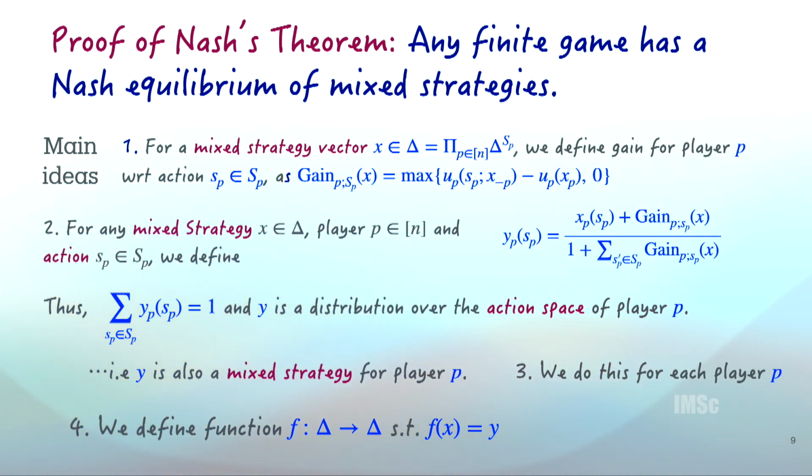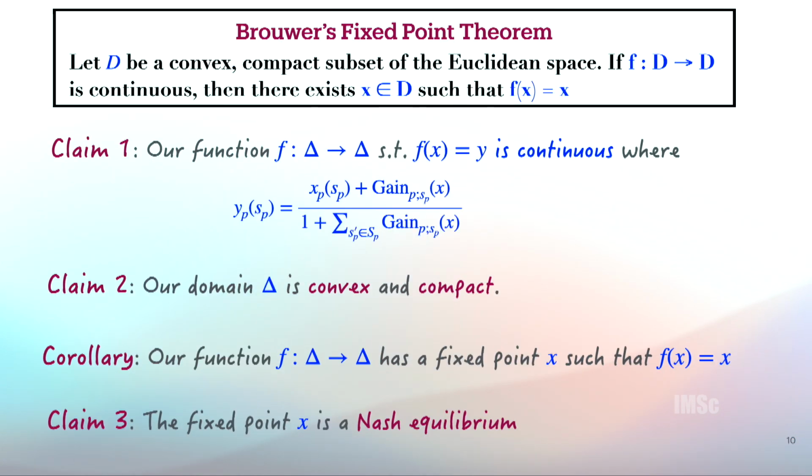Okay. Now, for a function such as this, I am just going to claim, and I am not going to prove this, that f defined like this is a continuous function. It is not hard, but you need to use some definition of continuity and so on. F is a continuous function. This domain delta, as defined before, has this property called compact. It is convex and compact.